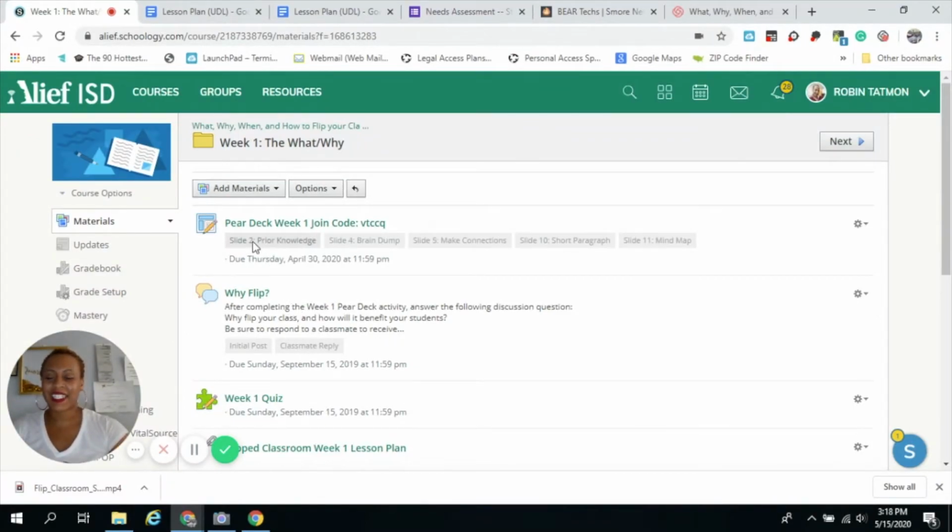And then I created a rubric just so that I could measure their learning and see what they've actually been doing. And then next I did a discussion, and lastly, I did a week one quiz.